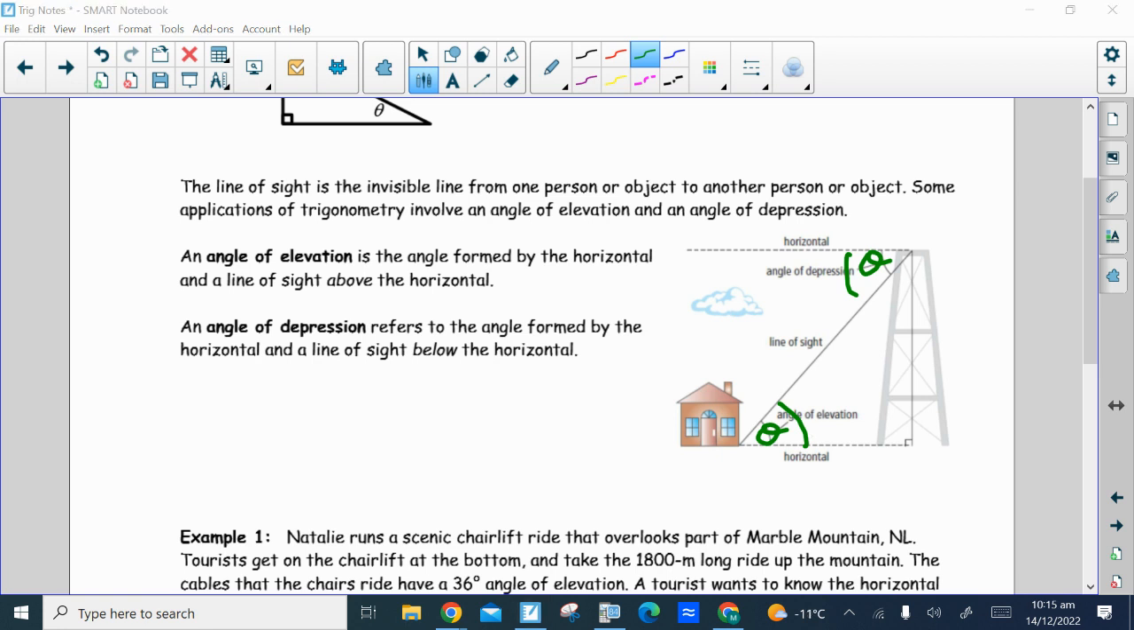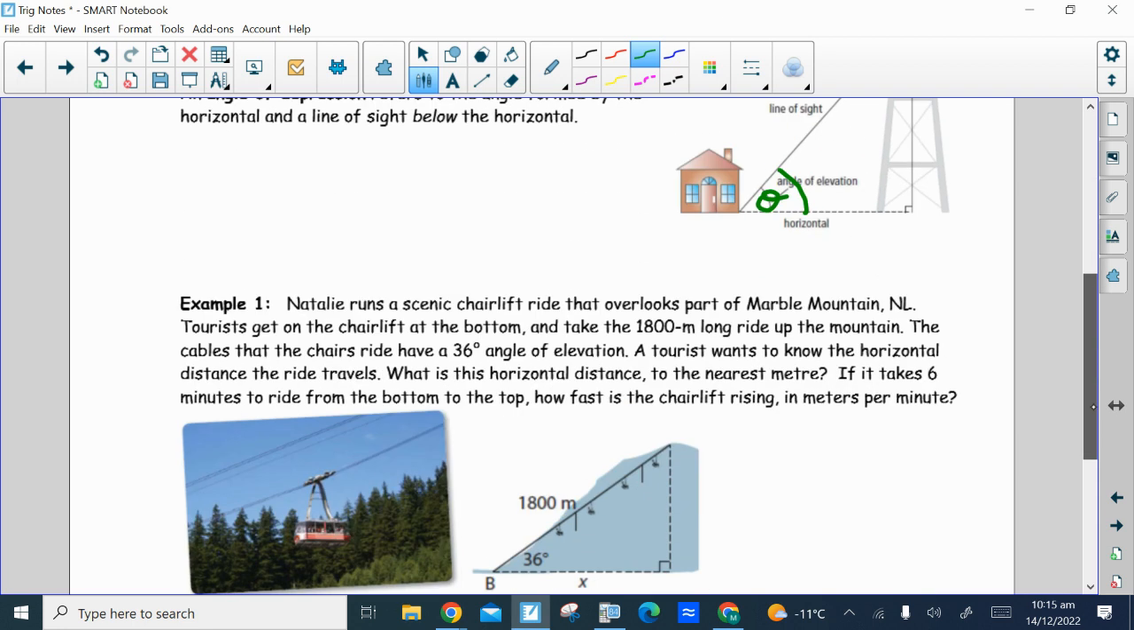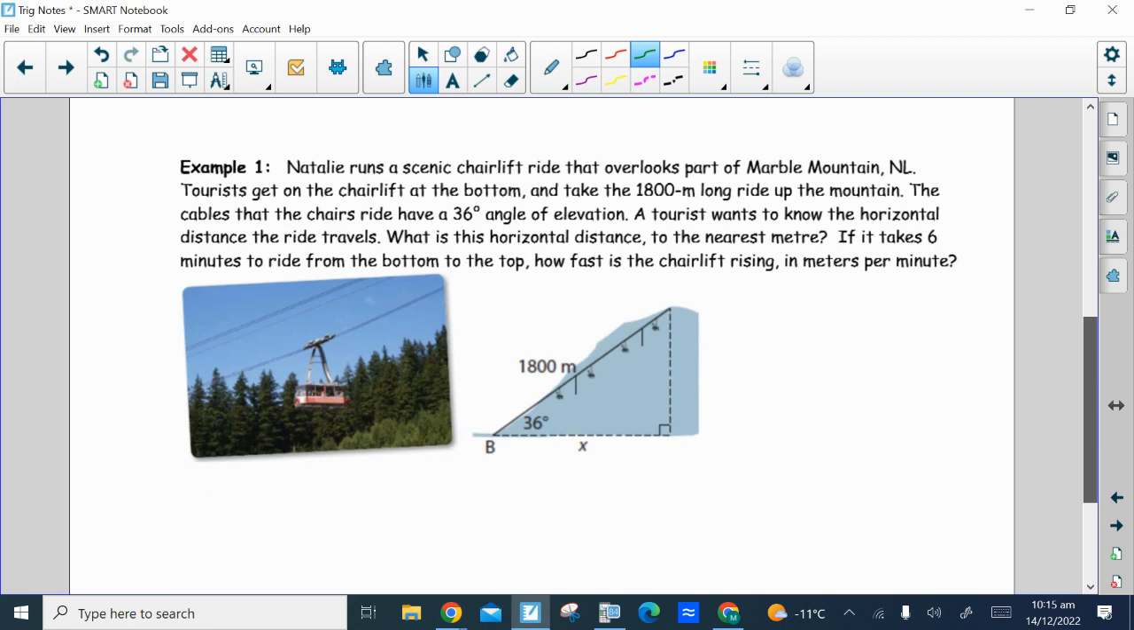So we'll use that. So this first example says that Natalie runs a scenic chairlift ride that overlooks part of Marble Mountain in Newfoundland. Tourists get on the chairlift at the bottom and take an 1,800-meter long ride up the mountain. The cable that the chairs ride have a 36-degree angle of elevation. So that's this angle right there. It's the angle measured upwards from the horizontal.